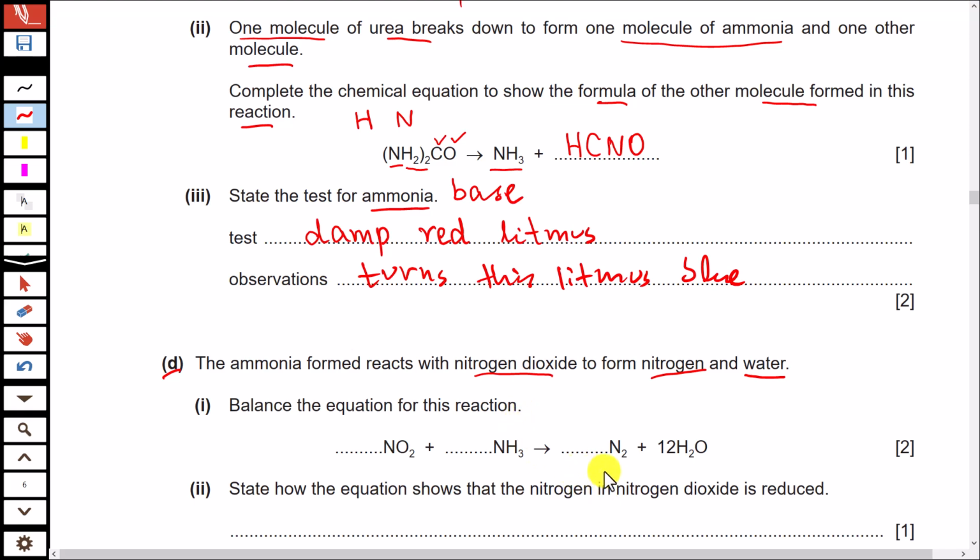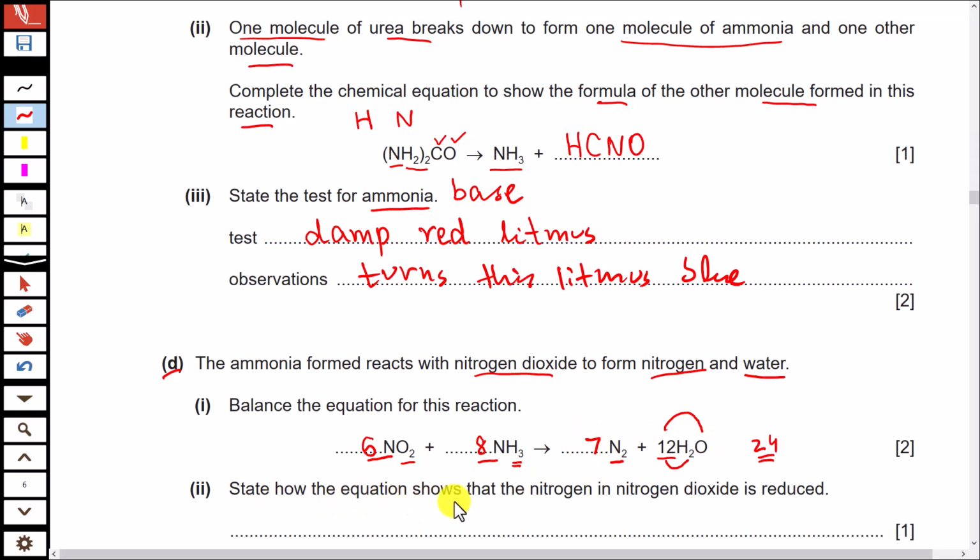One of the coefficients is given here, that is 12 for water. First I will balance oxygen, 12 being multiplied with O. Here there are 2 oxygen atoms, so you have to multiply this by 6. Then balance hydrogen, 12 cross 2. There are 24 hydrogen atoms on the product side, so multiply this 3 by 8 to get 24. Now it's nitrogen's turn. 8 nitrogen atoms in ammonia, 6 in NO2, 6 plus 8, 14. Multiply N2 by 7 to get a total of 14. Now this equation is balanced.